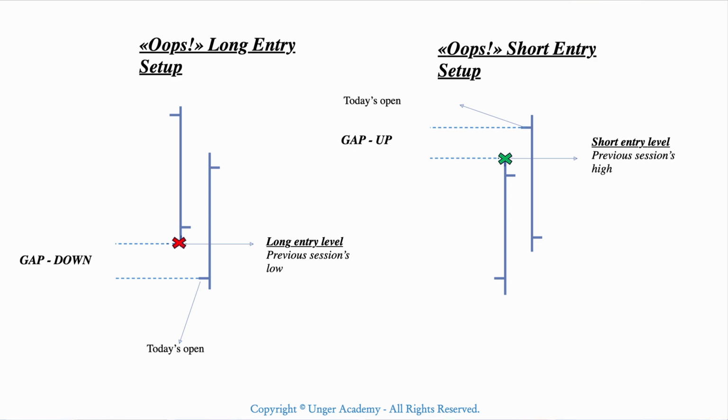On the other hand, the short setup, shown on the right, requires the current session to open with a gap up, that is, an open higher than the previous session's high, marked with a green X. In this case, once prices drop back down after the positive open and reach the previous day's high, the conditions for a short entry are met, signaling a complete reversal pattern.